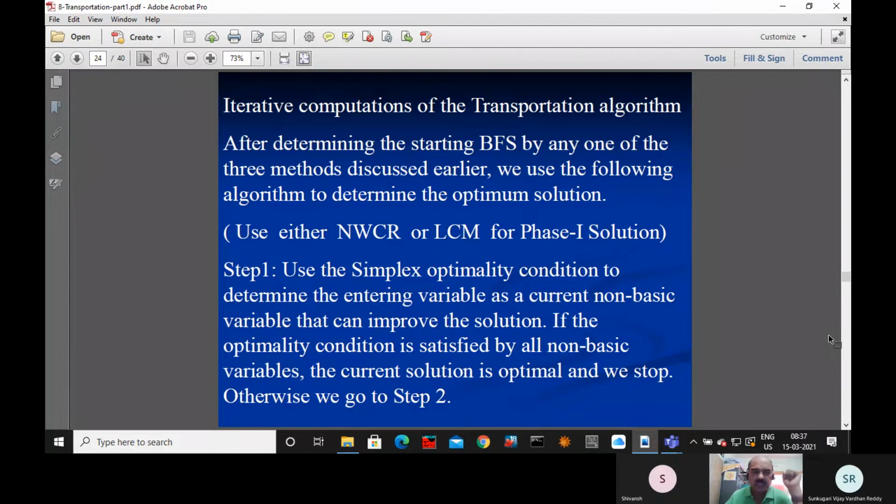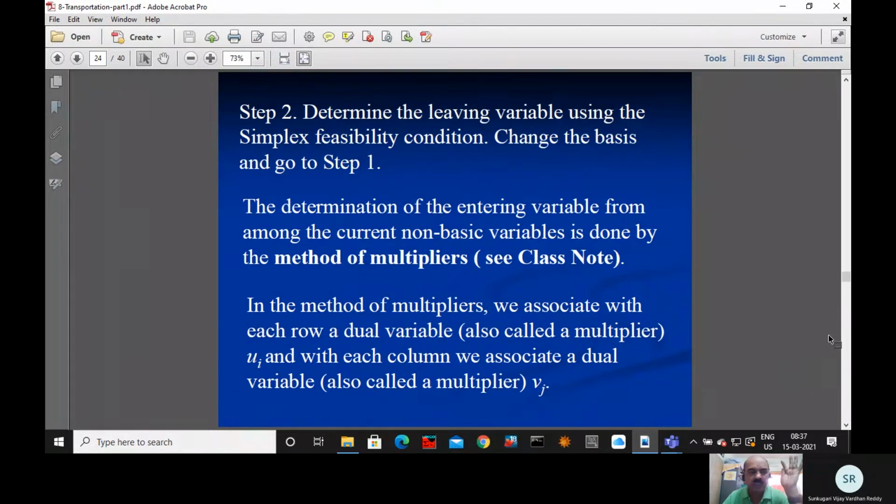Step 2: determine the leaving variable using the simplex feasibility condition. Change the basis and go to step 1. The determination of the entering variable among the current non-basic variables is done by the method of Lagrange multipliers. This I have already discussed, but I am repeating it again.